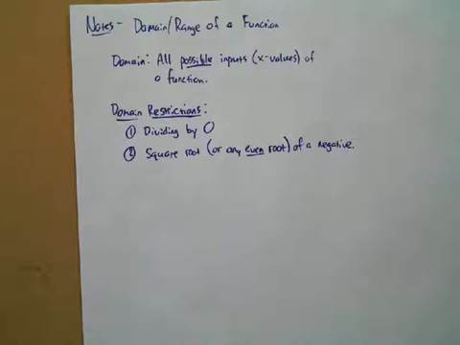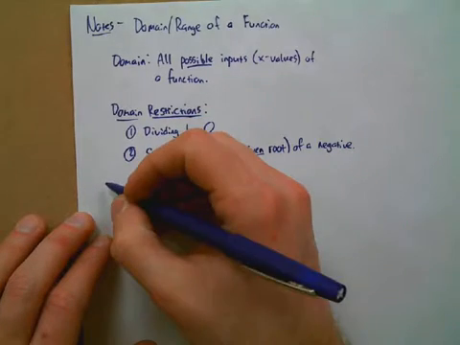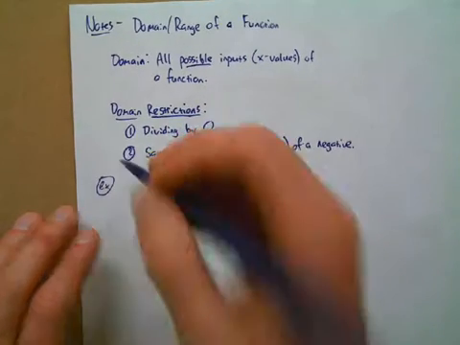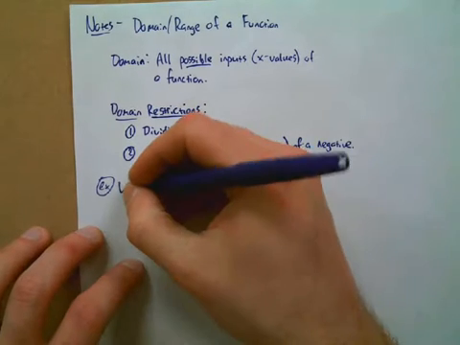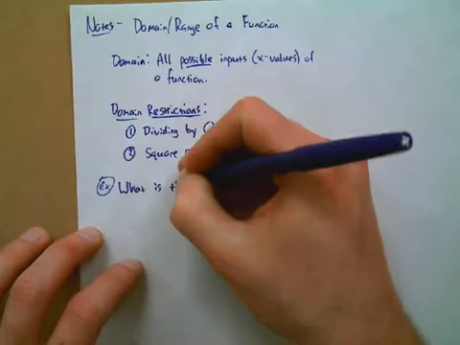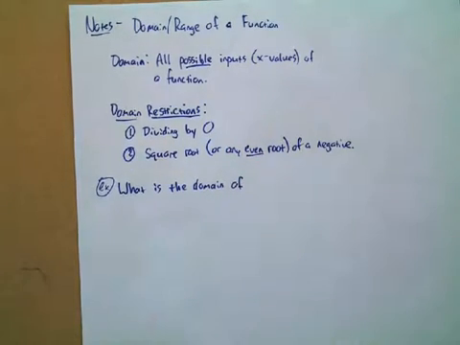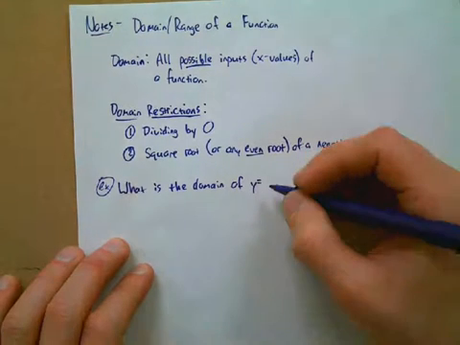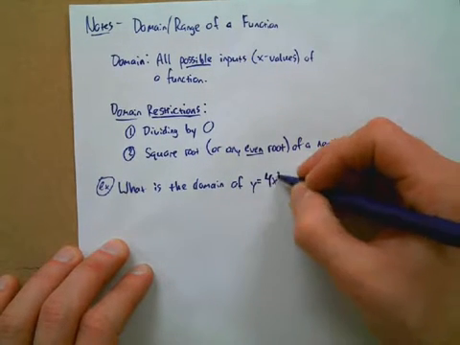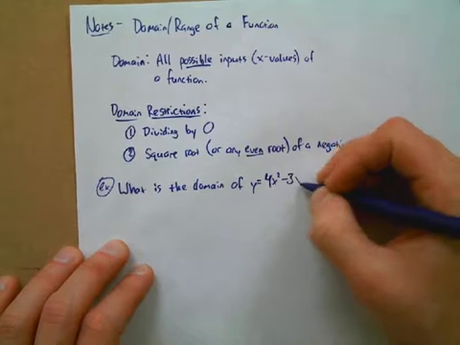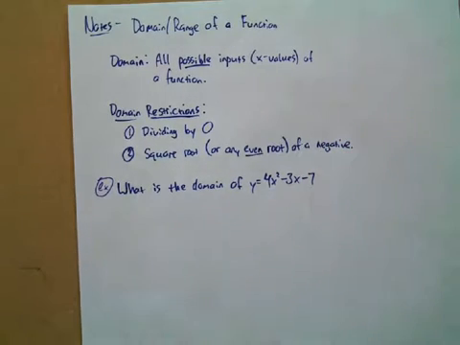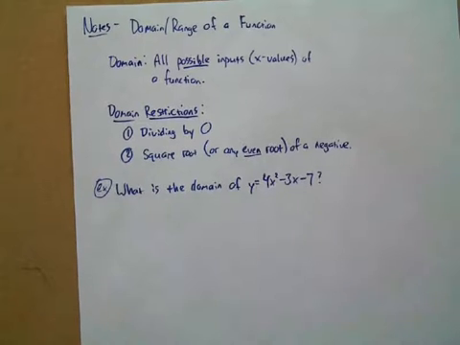Okay, so with those two things, let's jump in here and just look at a function. So let's ask the question, what is the domain of y equals 4x squared minus 3x minus 7? What is the domain of that?